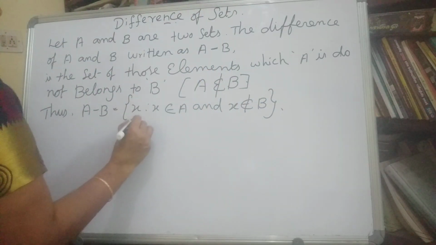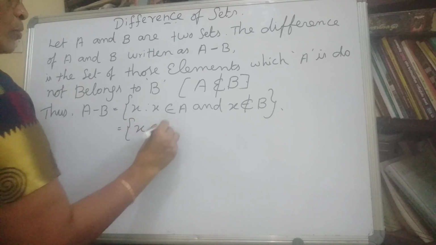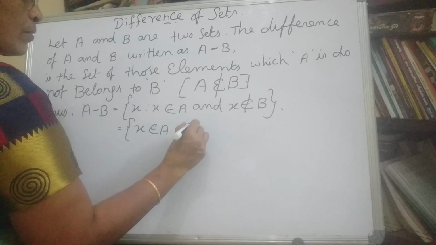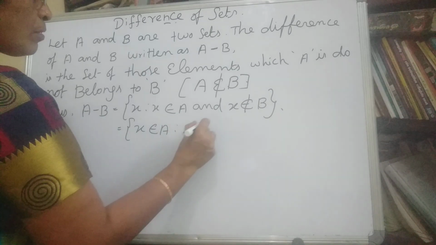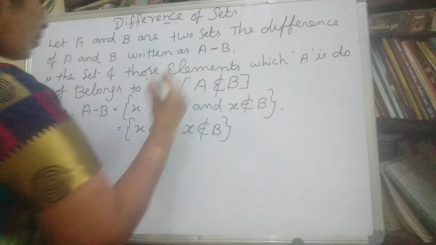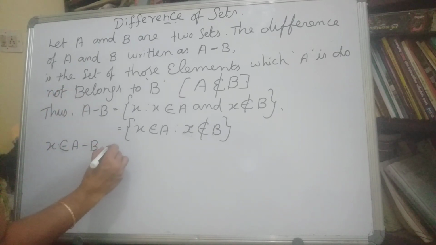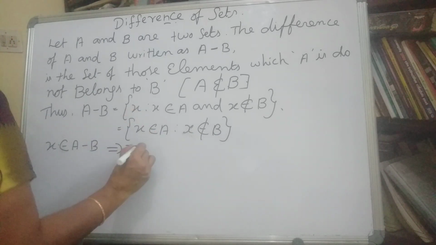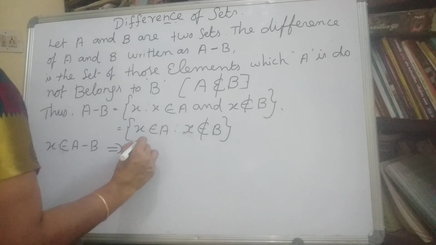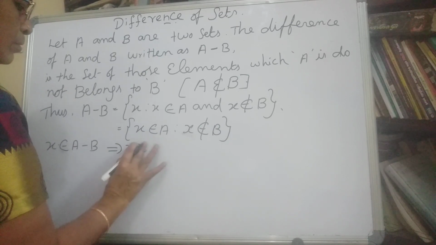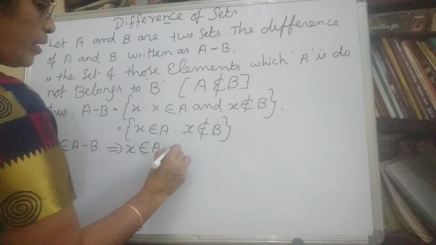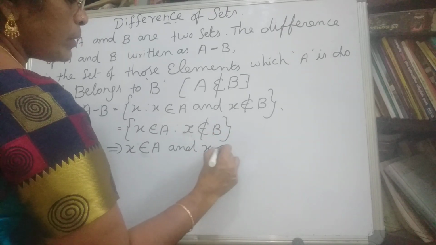That means the set of X belonging to A such that X does not belong to B. Now X belongs to A minus B implies X belongs to A and X does not belong to B.